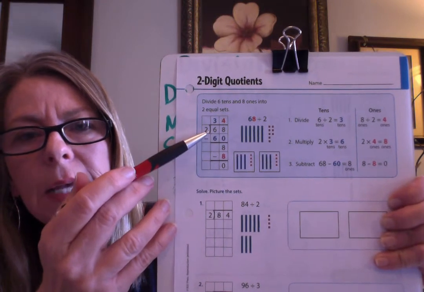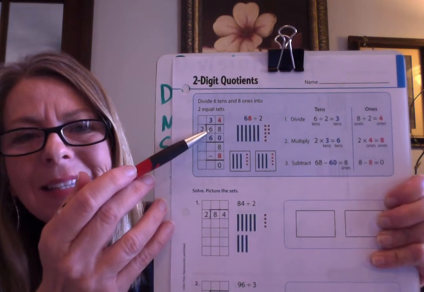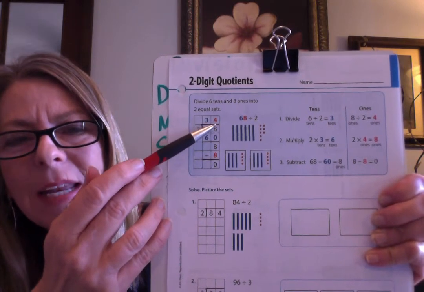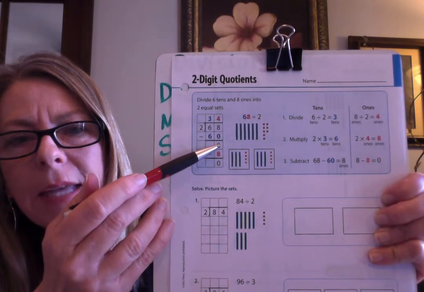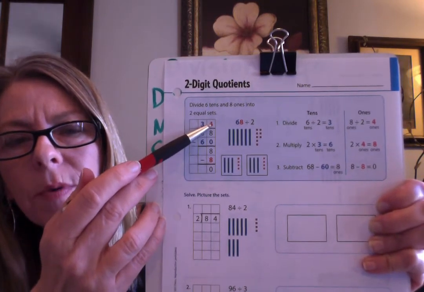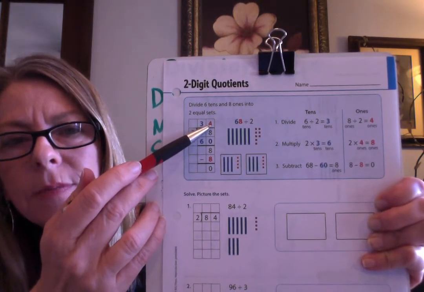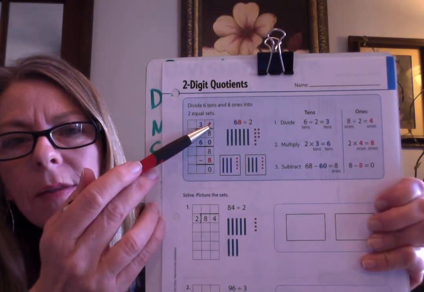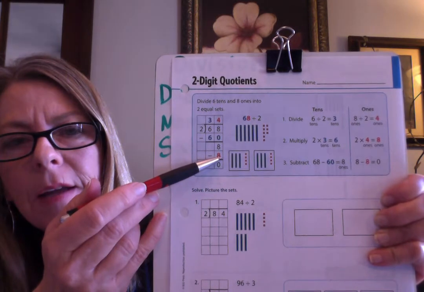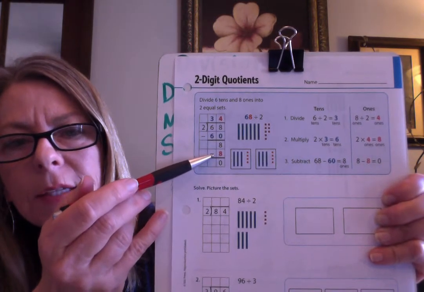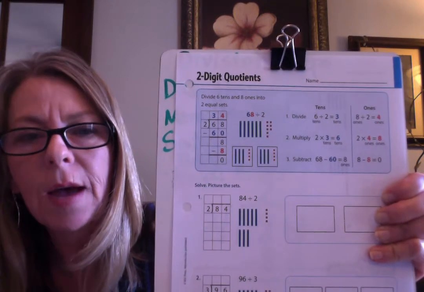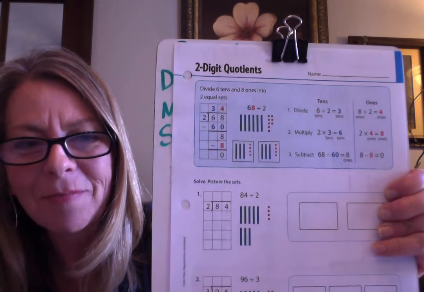So what we did is we divided 60 by 2, and we got 30, right? And now we need to find our ones. So we do 8 divided by 2, and the answer is 4. So we put the 4 right up here in the ones place. And then we multiply. 4 times 2 is 8. Put it right there. And we're going to subtract that from the 8 that we had, and now we're at 0. So that means we are done with our division problem.